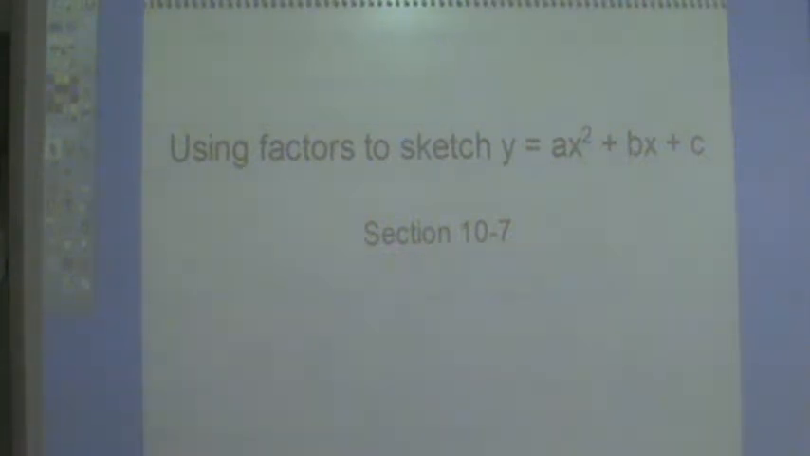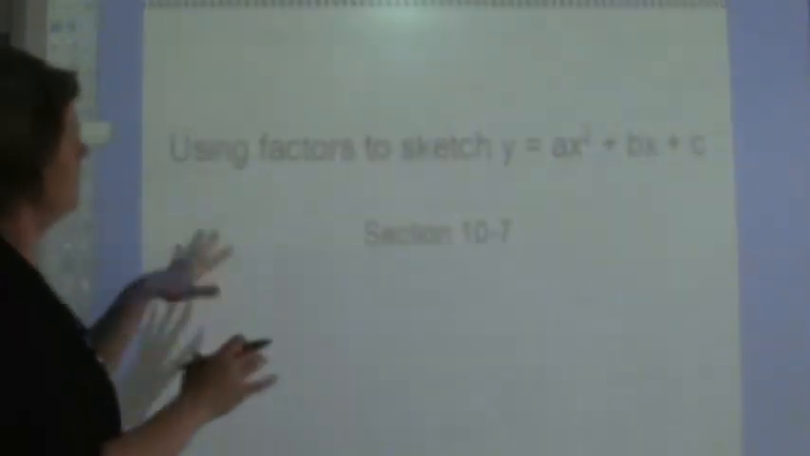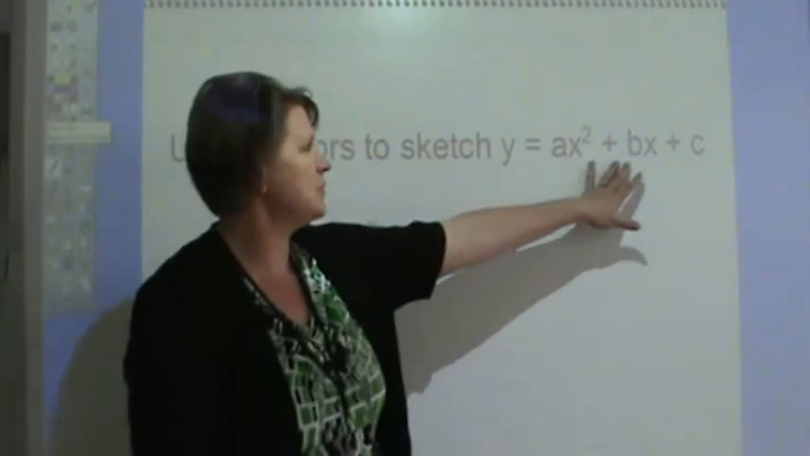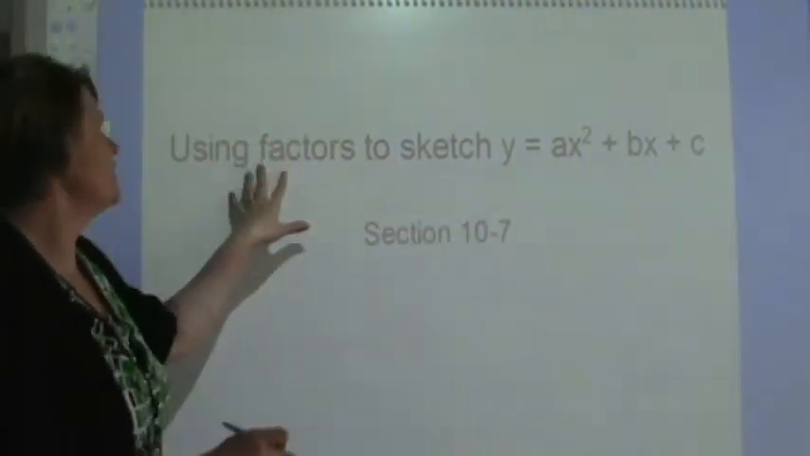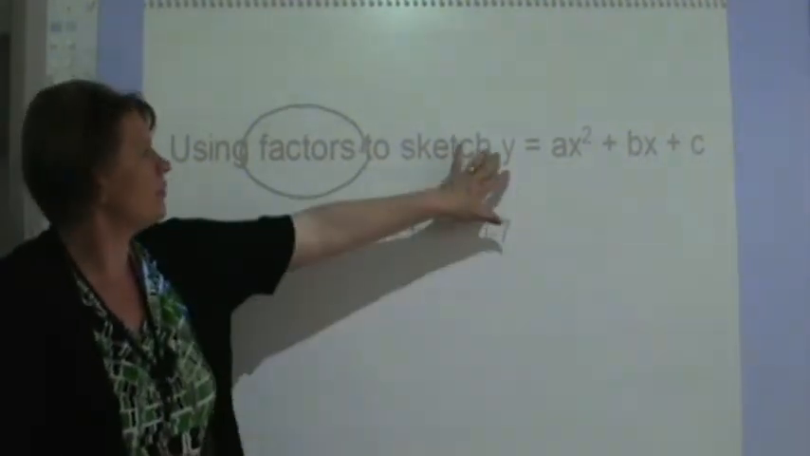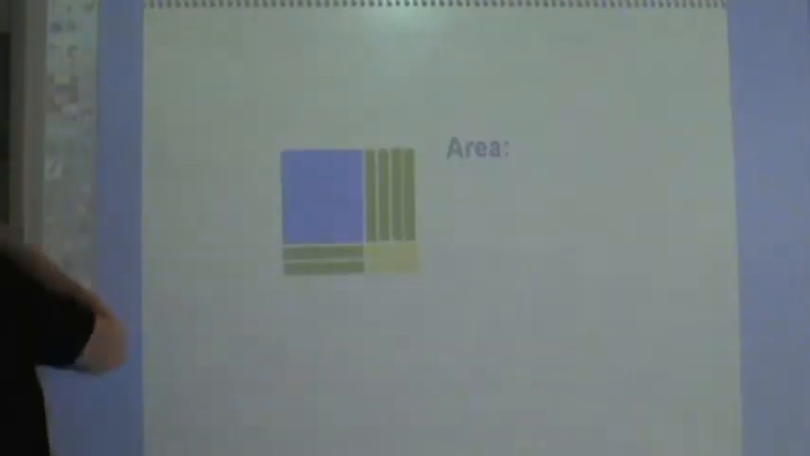All right, we're going to break this one into two parts again. It says using factors to sketch y equals ax squared plus bx plus c. We're just going to figure out this part first, the factors, and then we'll do the actual sketching in part two. Okay, so section 10.7.